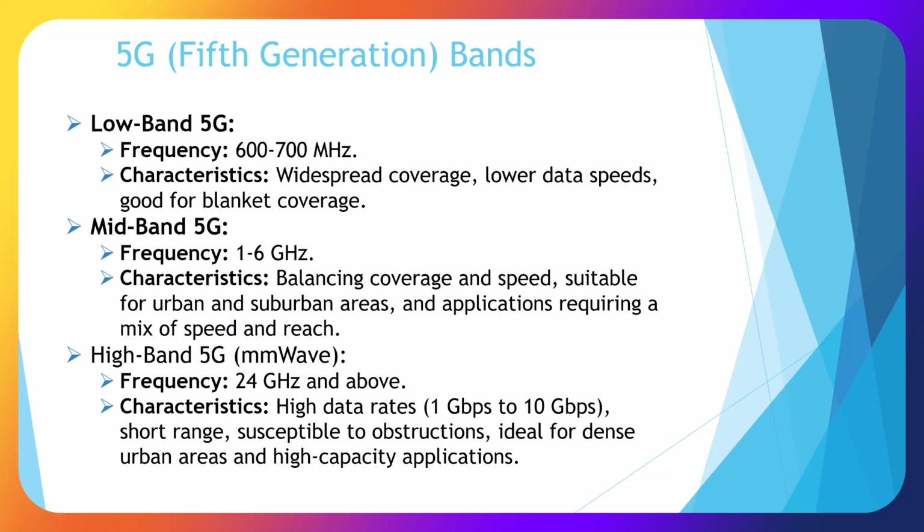So high-band 5G is millimeter wave. It's in the microwave area. Frequency 24 gigahertz and above, has high data rates, short range, susceptible to obstructions, and ideal for dense urban areas and high capacity. Since the frequency has gone so high, our antenna lengths are shorter, and the distances between antennas have to be reduced.